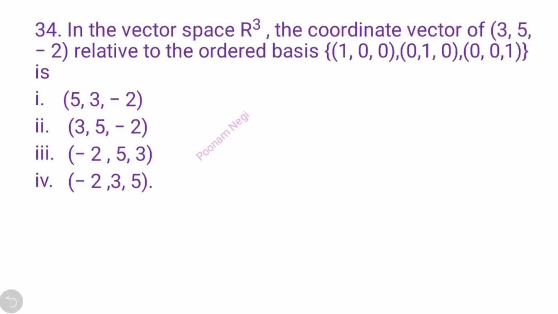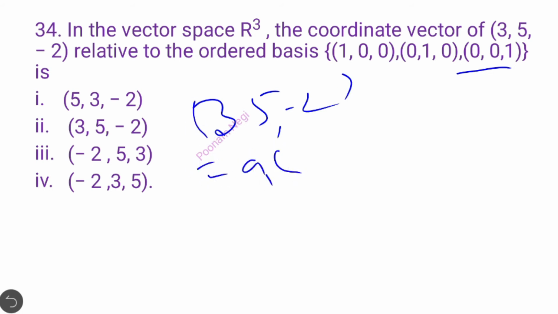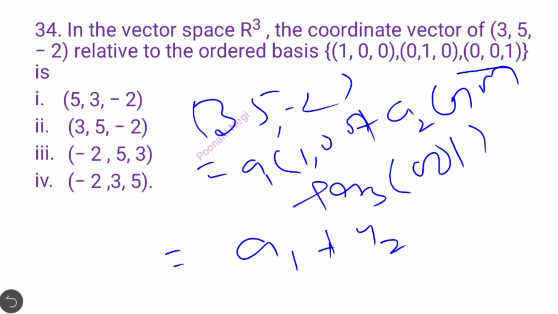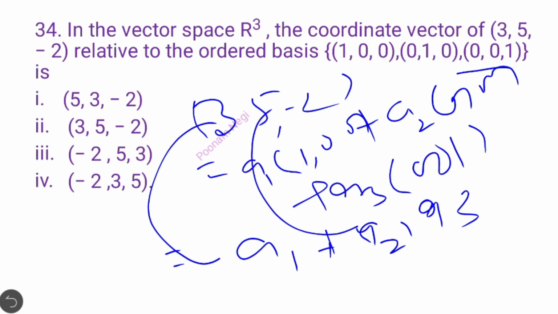Next question is: in the vector space R cube, the coordinate vector of (3, 5, -2) relative to the ordered basis (1, 0, 0), (0, 1, 0) and (0, 0, 1) is... Now write (3, 5, -2) equals A1 into (1, 0, 0) plus A2 into (0, 1, 0) plus A3 into (0, 0, 1). It comes out as (A1, A2, A3). That means A1 equals 3, A2 equals -5 and A3 equals -2. So the correct answer is option number 2.